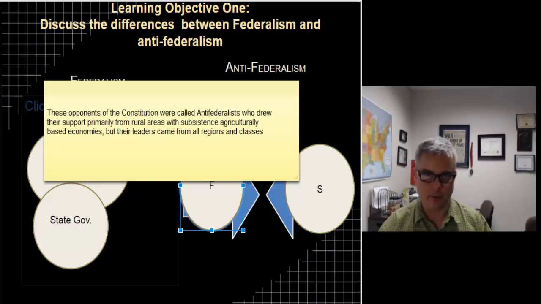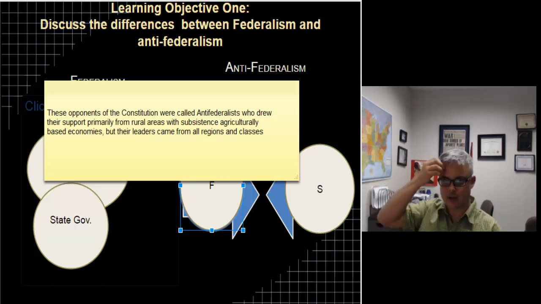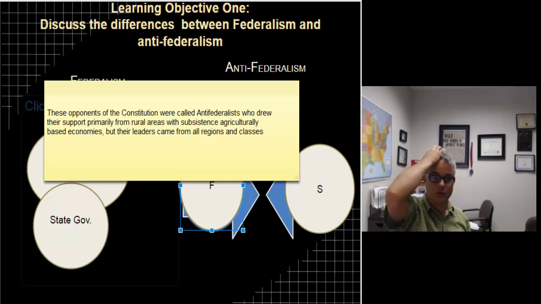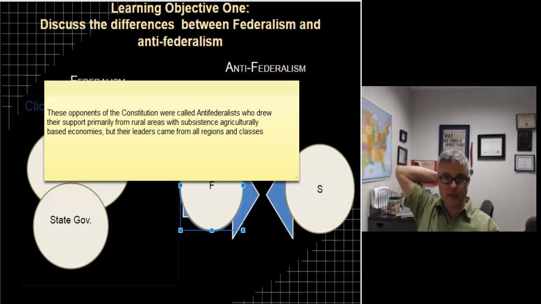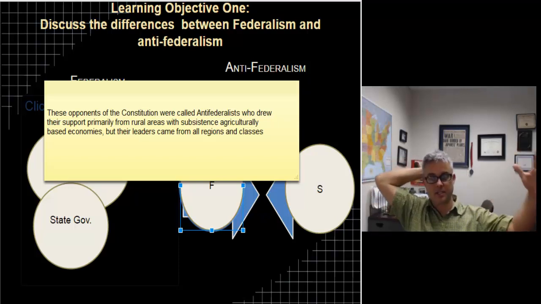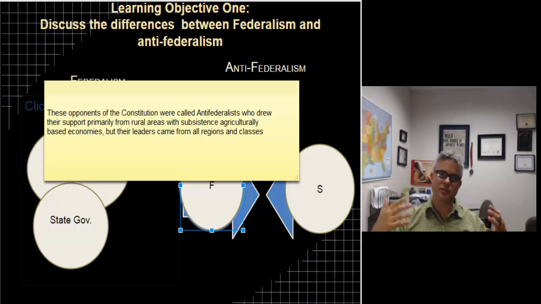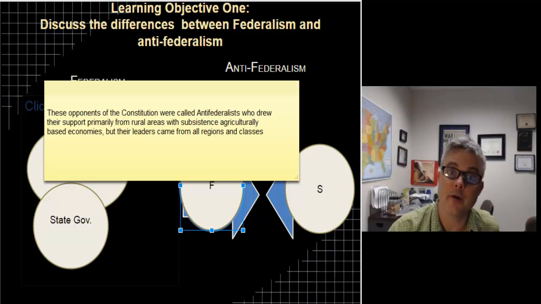So these opponents to the Constitution were called anti-federalists, as opposed to the federalists. They drew their support primarily from the rural areas, the agricultural areas where subsistence agriculture moved the economy, but their leaders came from the high classes, right? So people like Thomas Jefferson were concerned about the plight of what he would refer to as the common people within this new constitution that was going to be attempted to be ratified.